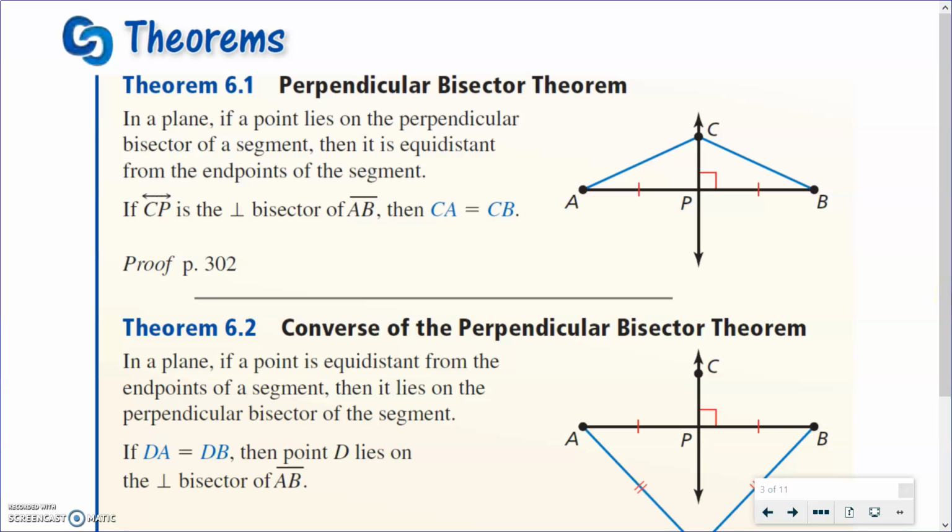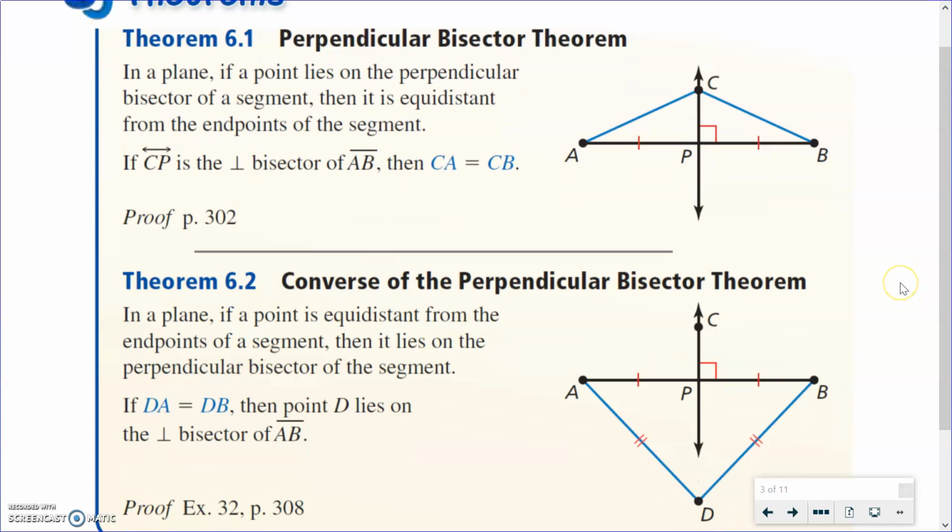Today we're going to talk about perpendicular bisectors and angle bisectors and how we can use those to solve for missing pieces of triangles. So the first thing is we have two theorems here.